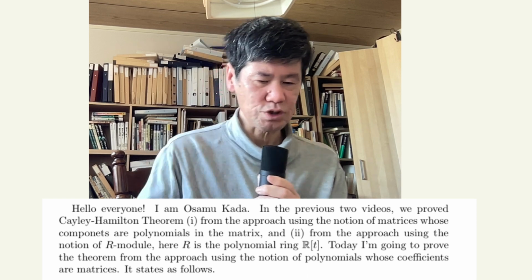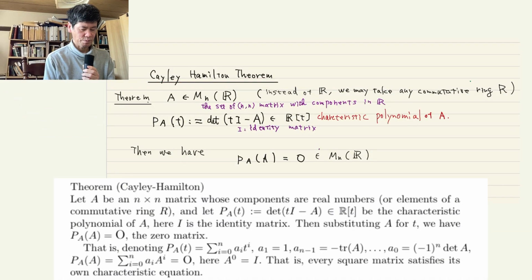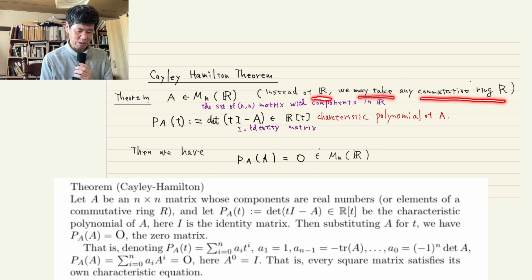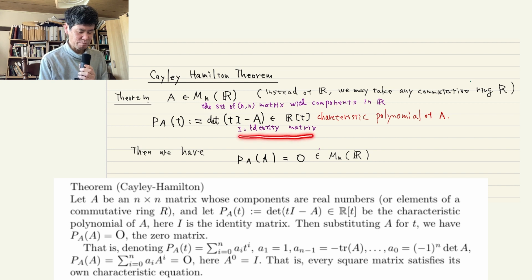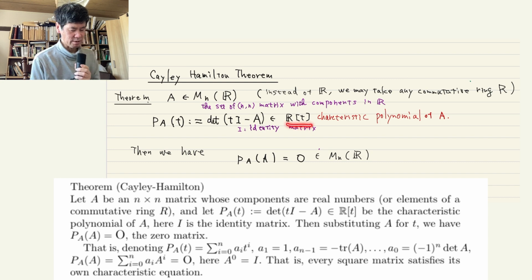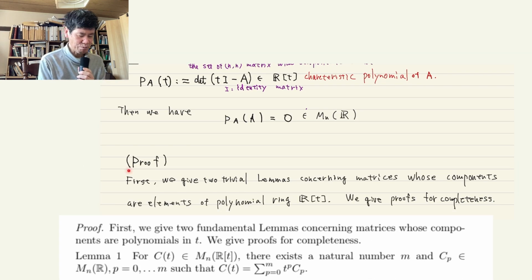It states as follows. Cayley Hamilton Theorem. Let A be an n times n matrix whose components are real numbers. Instead of real numbers, we may take any commutative ring R. Let P(t) be the determinant of tI minus A, the characteristic polynomial of A. Here I is the identity matrix, and P(t) is an element of the polynomial ring R[t]. Then we have P(A) is equal to the zero matrix. Now we give a proof.